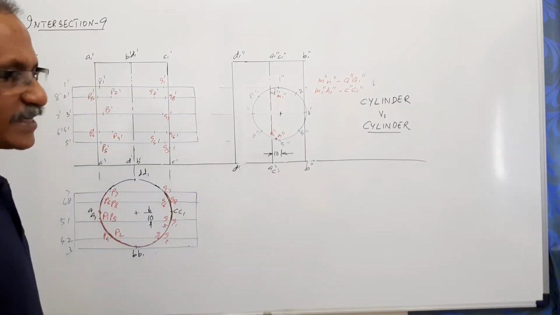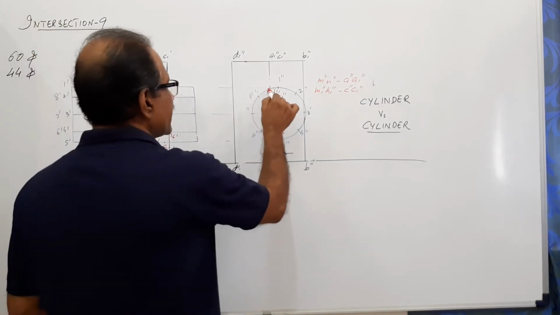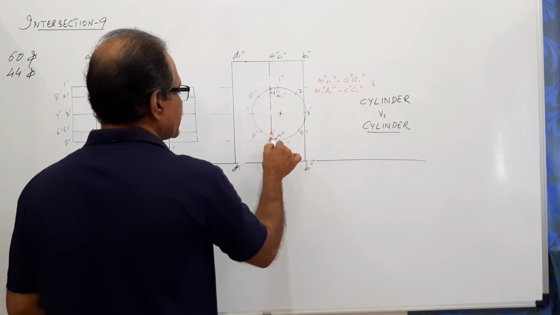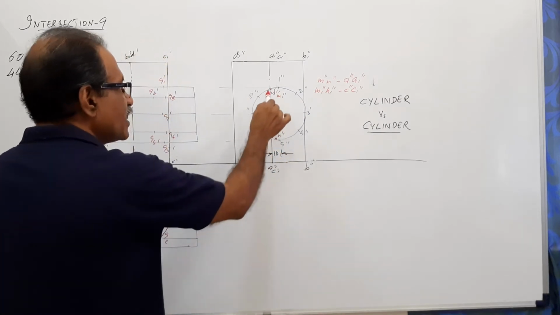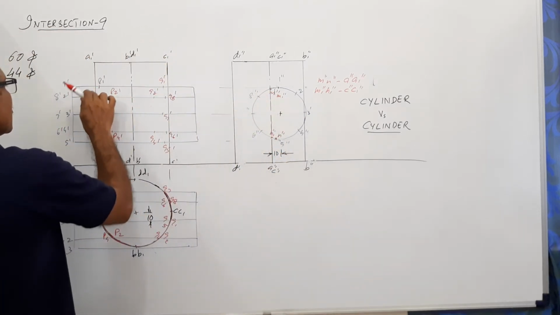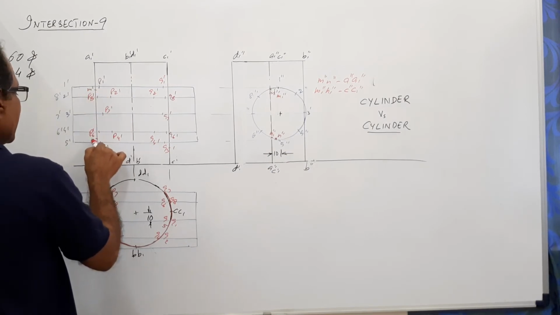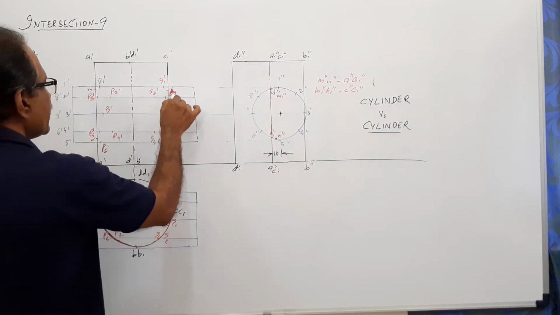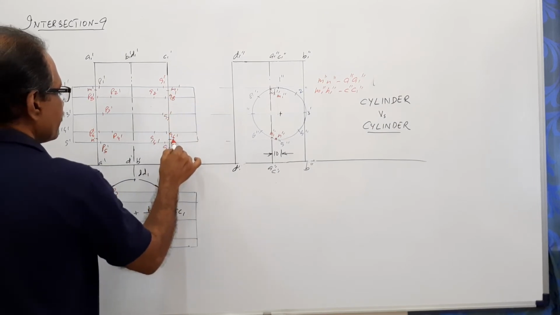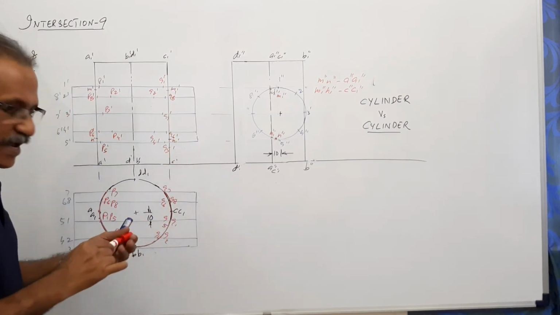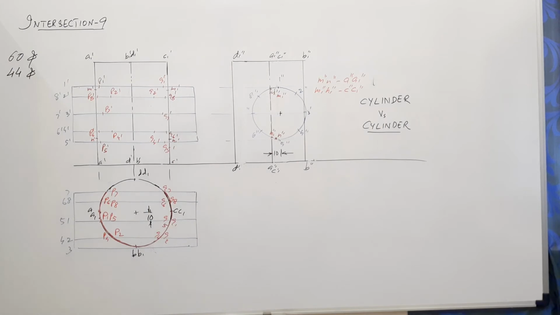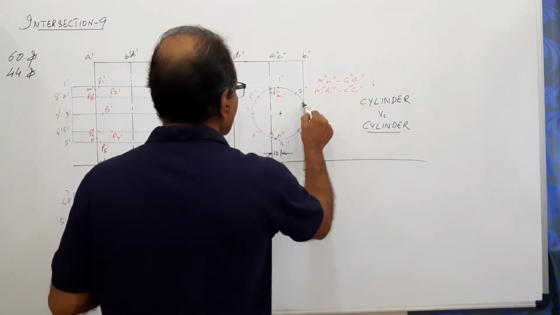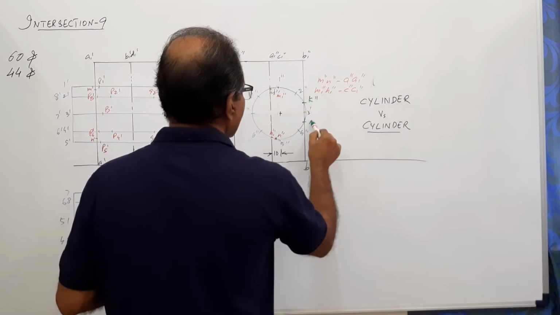Now, just like what we have seen in the previous case, you have got M double dash, M1 double dash, N double dash, N1 double dash. There itself, draw horizontal lines. You get M dash here and N dash here. You get M1 dash here and N1 dash here. No doubt. In addition to this, you have got K double dash and L double dash here.